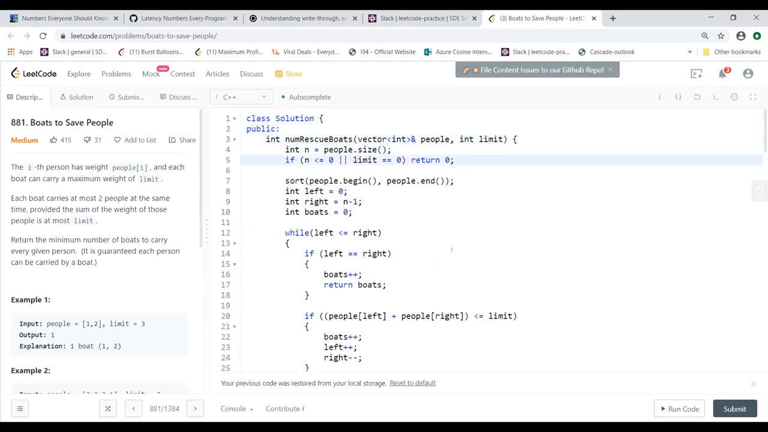Okay, so my question is, is it possible to do this solution in O of n using some extra space? Any thoughts on that?